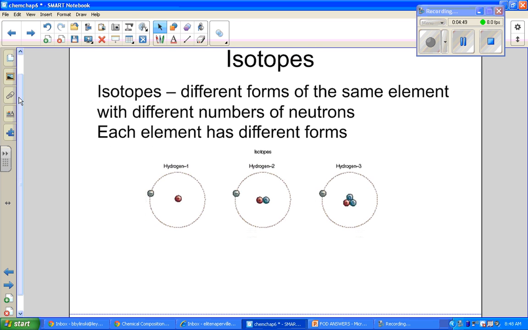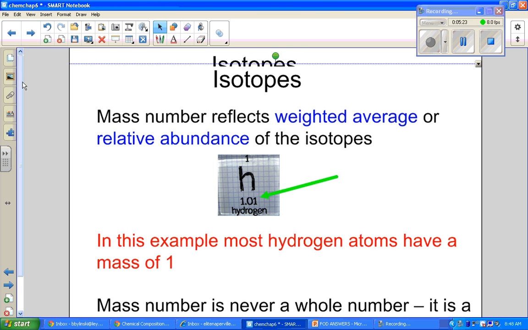Alright, now what does this have to do with chemistry? Well, we have something in chemistry called an isotope, which you've already learned. It's different forms of the same element with different numbers of neutrons. If you look at this picture, if you take a look at hydrogen, it says hydrogen 1, we see 1 proton. Hydrogen 2, you see the proton and the neutron. And then hydrogen 3, you see the proton with 2 neutrons. So in each picture, you're getting a different number of neutrons. Hydrogen 1 has none, hydrogen 2 has 1, and hydrogen 3 has 2 of them. So these are isotopes of hydrogen.